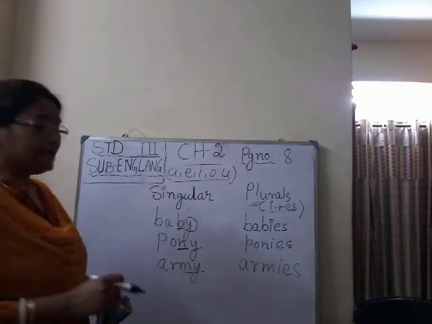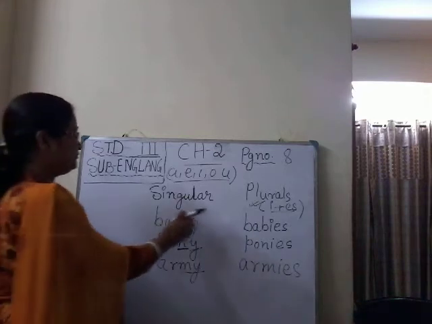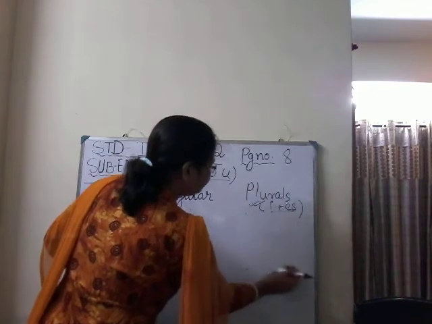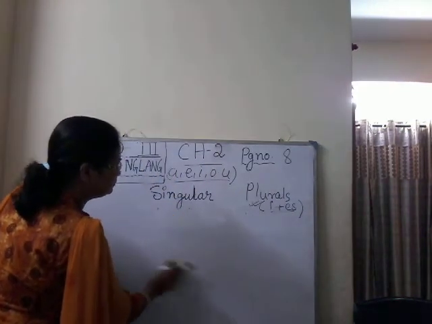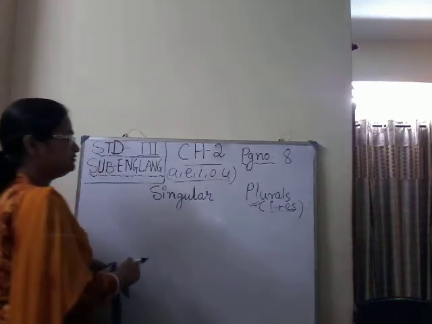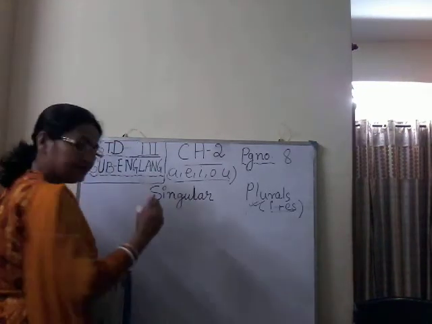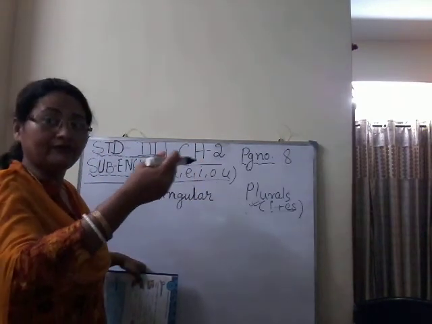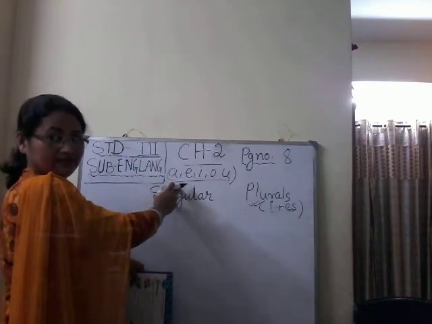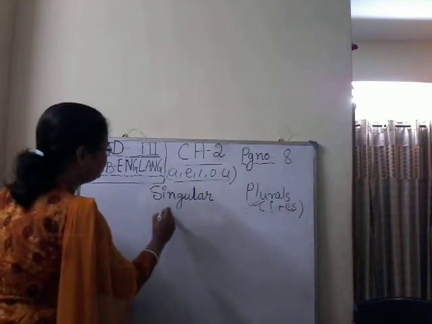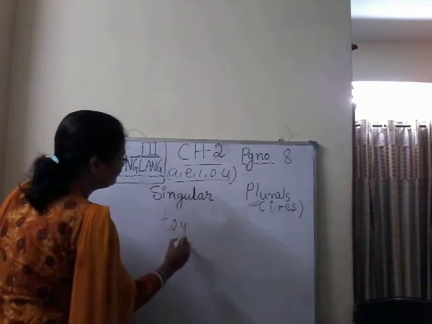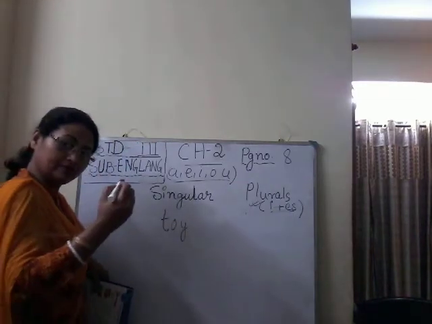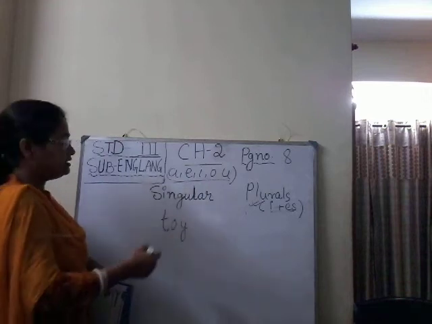Okay. Now again we will see a few words. Now we will see how to change from singular to plural those words where the noun ends with Y but the letter before Y is a vowel. Okay. Now see. Toy. T-O-Y. Toy. We have to form the plural. Okay. Now how will we do it?